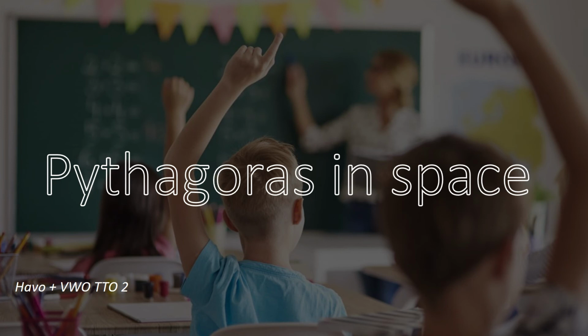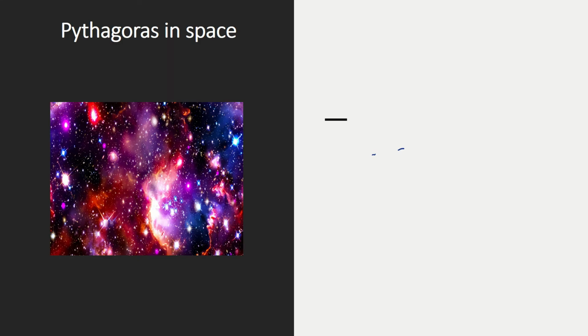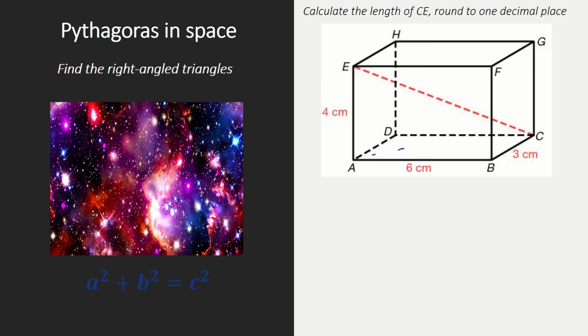Hi everyone, in this video you will learn how you can use Pythagoras in space. Well, of course, it's not really in space, but with Pythagoras in space, we mean that we can calculate some polydiagonals in 3D figures. So, for an example, calculate the length of CE, round to 1 decimal place. This picture is given and CE is our polydiagonal.